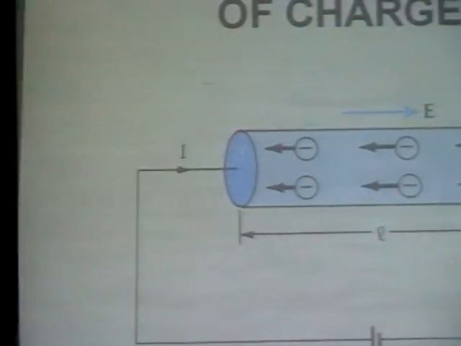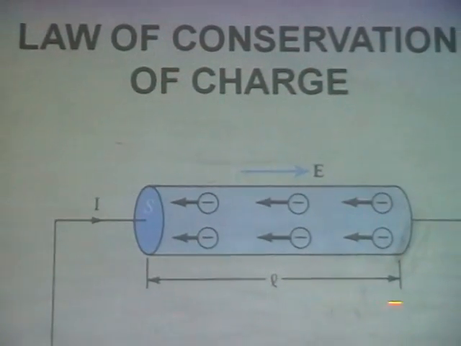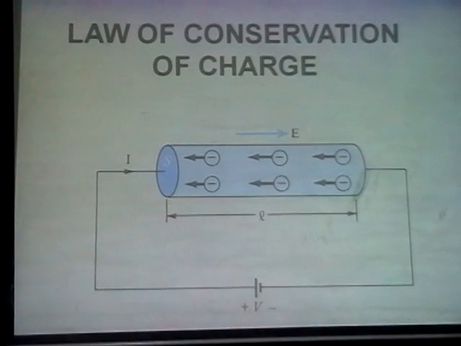Three conditions are to be satisfied. I need a conductor, I need a source, and the circuit must be closed. This conductor has some resistance. I have a voltage source and the circuit is closed. Current is a mad dog. It goes round and round in this circuit.